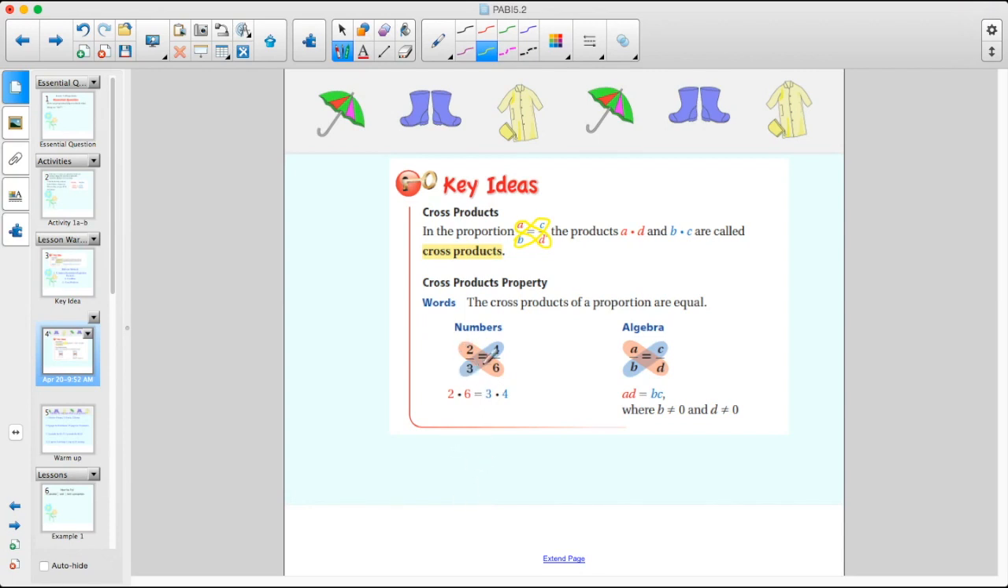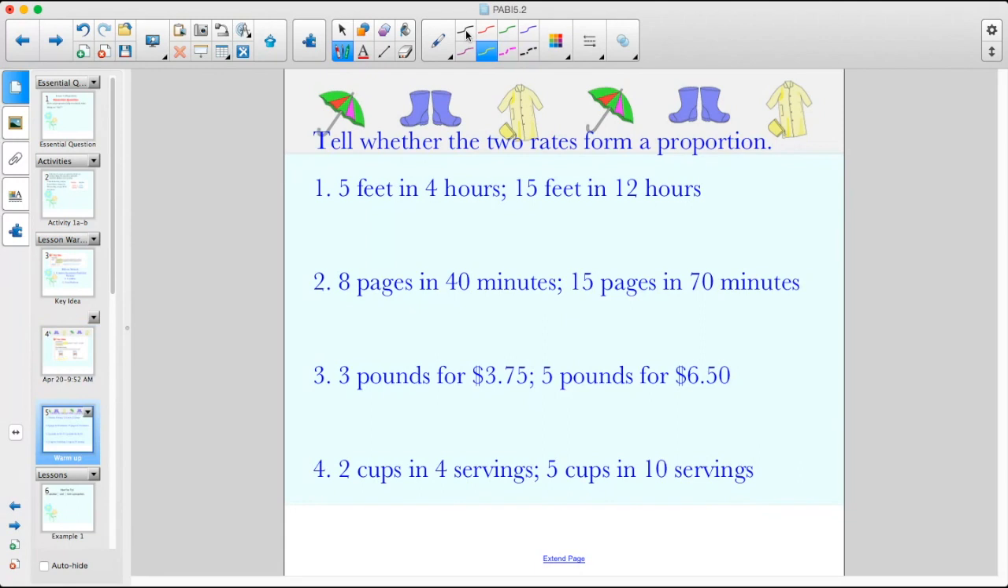So 2 over 3 equals 4 over 6. If we wanted to determine, are those ratios a proportion, you would multiply 6 times 2 and 3 times 4. 2 times 6 is 12. And 12 does equal 12, 3 times 4. So I would say yes, those two ratios are equivalent. They are proportional to each other. Okay, let's look at a few more examples.